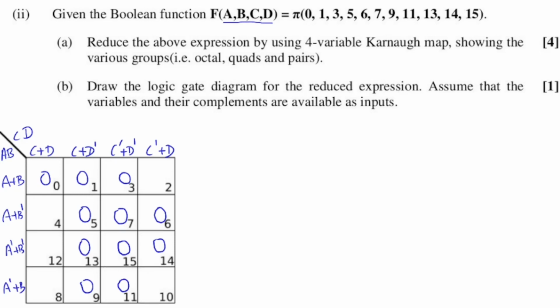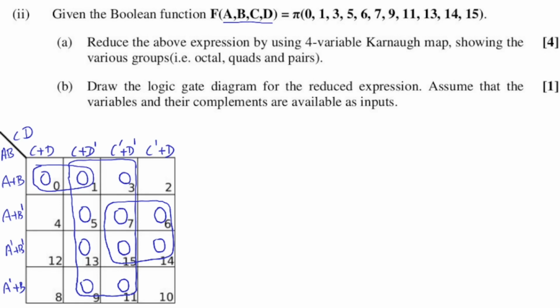Our next step is to identify the groups. First, we are supposed to identify the biggest group, that is octet, followed by quad, followed by pair. So we can clearly see an octet over here. Let's mark it first. So this is our octet, that is group of 8. Once this group of 8 is done, we'll make a quad over here. Remember, the idea is to form the biggest possible group. And then we'll have one pair over here.